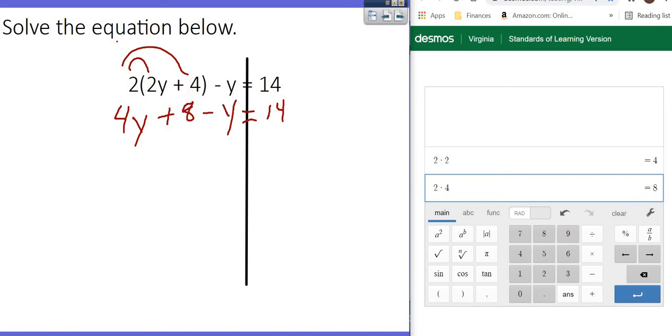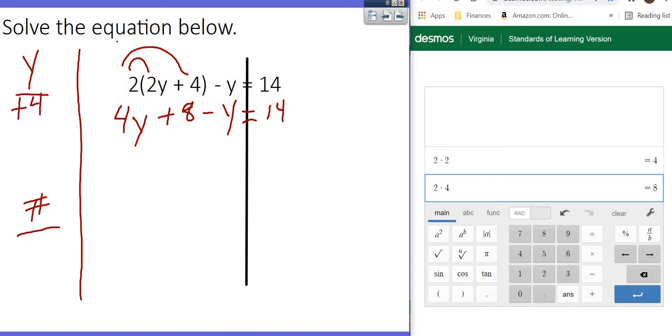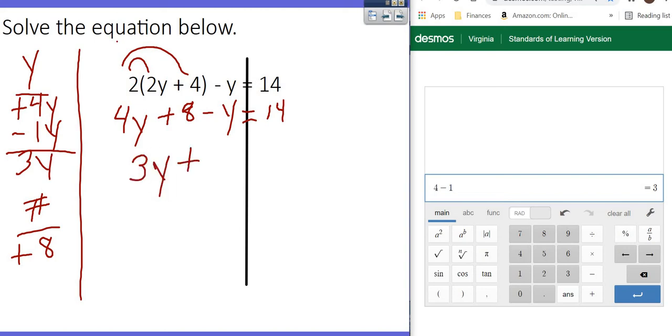You can't forget it. So I'm going to come over here to the side and I'm going to put my families together. My y family up here and my number family down here because I didn't have room. So I've got a positive 4y. I've got a positive 8, and I've got a minus 1y up here. So I'm going to come back to my calculator, and I'm going to start with 4 minus 1 is 3y, and plus 8 is the only number, so it'll stay. 3y plus 8 equals 14.